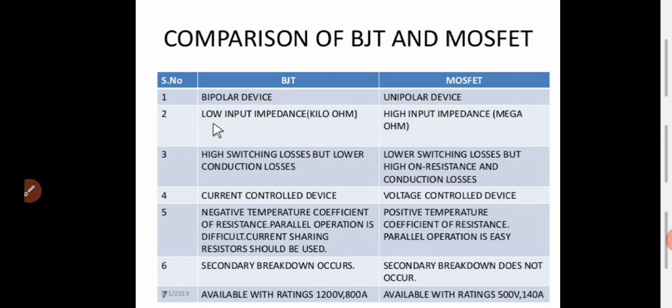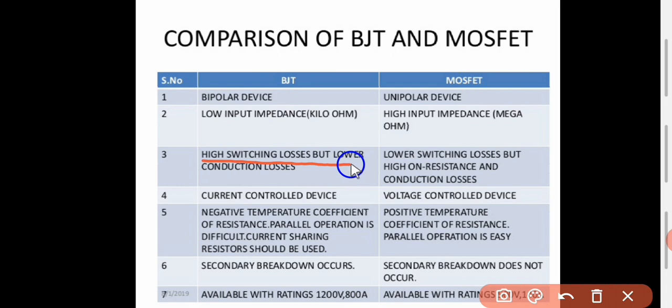The input impedance of the BJT is low. It is in the range of kilo ohms. Because of the low input impedance, the current taken from the gate signal is high. That's why its switching loss is high, but the conduction loss is very low.